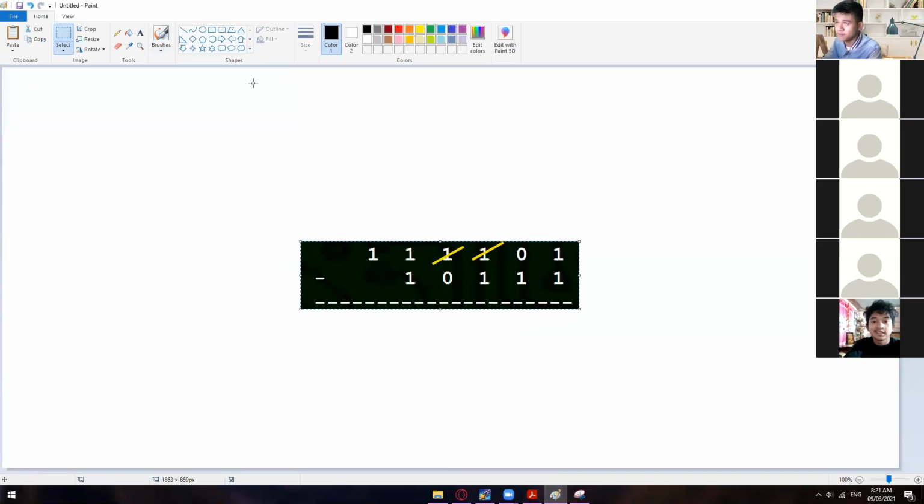Okay, so let's have this example. 1 minus 1 is 0. 0 minus 1 cannot be, so we have to borrow from this neighbor of yours. So this 1 will become 0, of course, but this 0 will become 10.